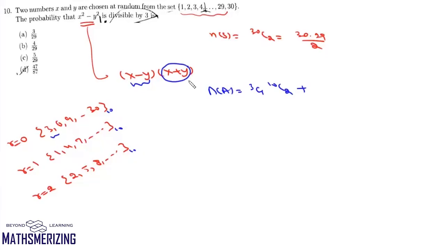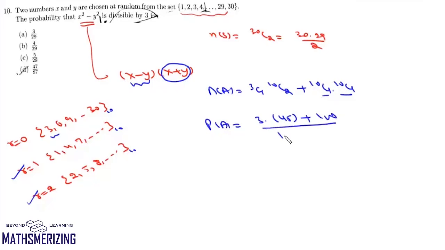Now x plus y will be divisible by 3 when either we choose elements from the same set, which we have already done in the first case, or when we choose one element from this set and another element from this second set. So it will be 10C1 into 10C1. So the probability that this number is divisible by 3 is 3 into 10C2, now 10C2 is 45, plus 100, upon 15 into 29. So it will be 47 upon 87, and that's your option number D.